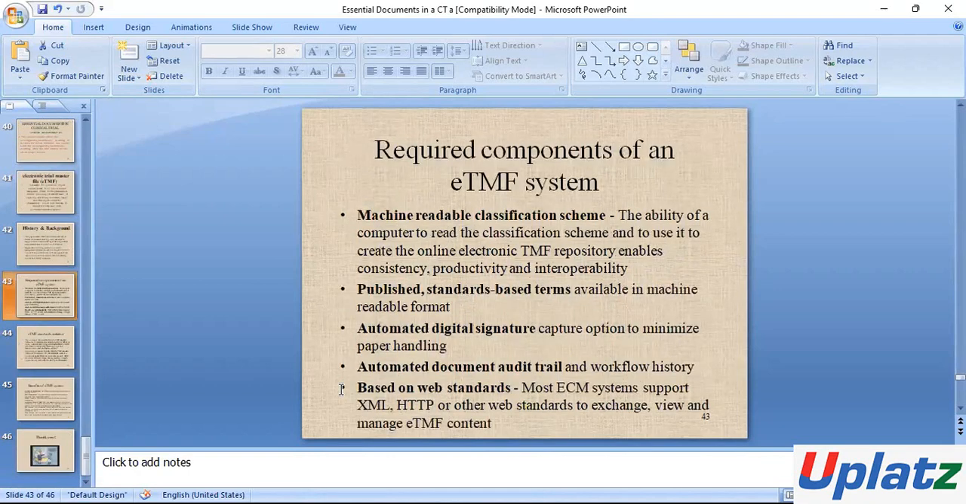So now required components of an eTMF system. It should be machine readable classification scheme. It should be published standard based terms. It should have automated digital signatures. It should have automated documentation of audit trail and again based on web standards.